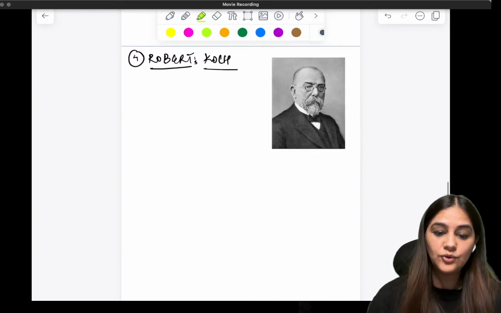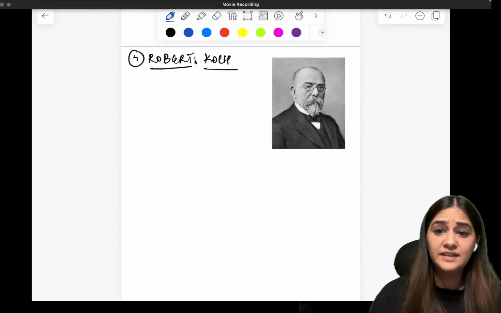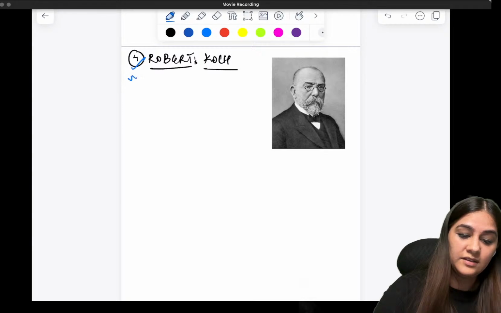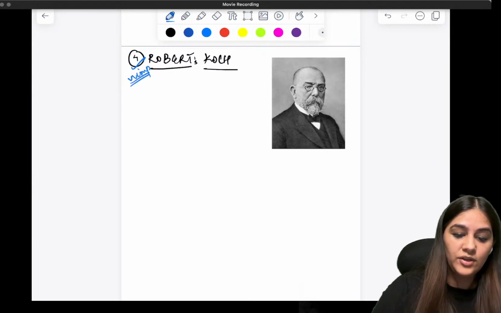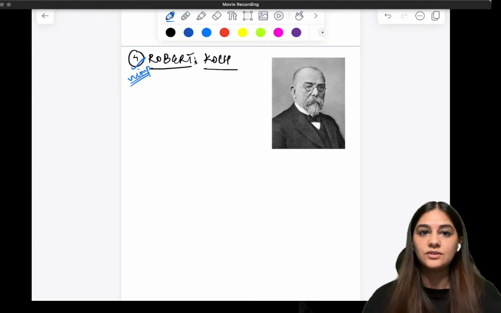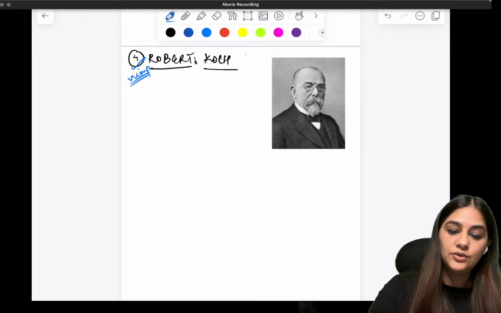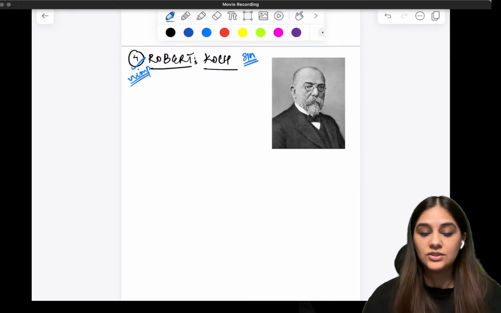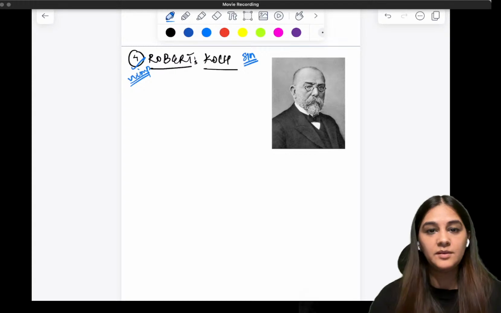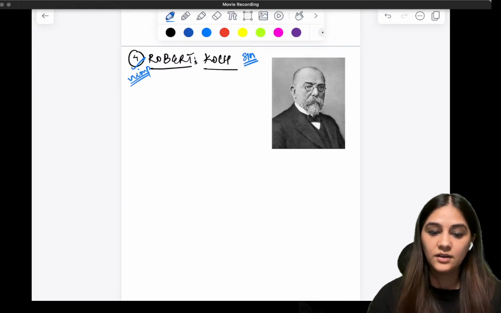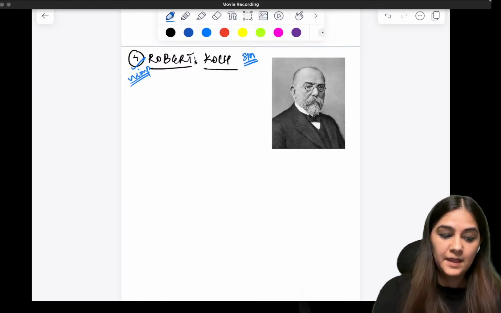Next we come to Robert Koch, a very, very important scientist, which comes as a short note during your undergraduate sessions, and a lot of MCQs come from it because he has done a lot for the field of microbiology, right?